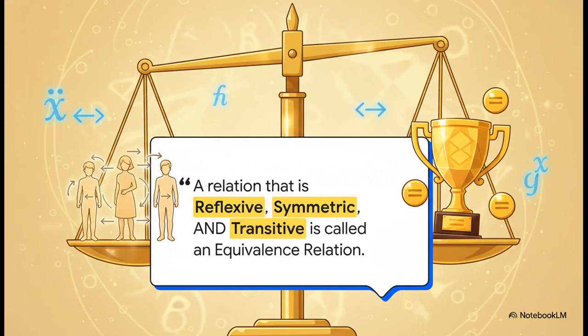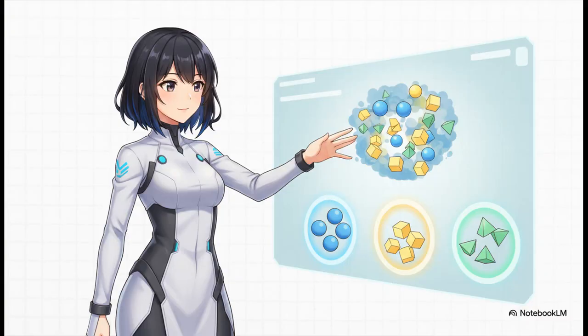When a relation checks all three boxes, it's reflexive, it's symmetric, and it's transitive, it earns the special title of an equivalence relation. You can think of this as the gold standard of relationships because it behaves in a way that's very, very similar to our everyday idea of equality. So why should you care about this? What's the big deal? Well, the whole point of an equivalence relation is to sort things.